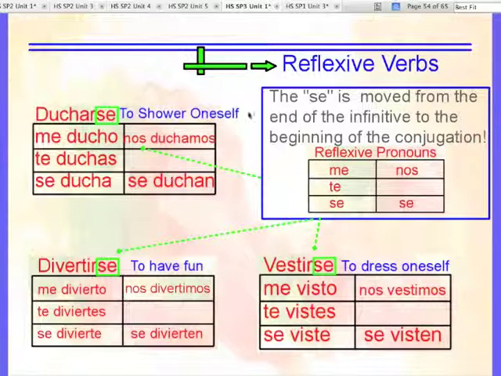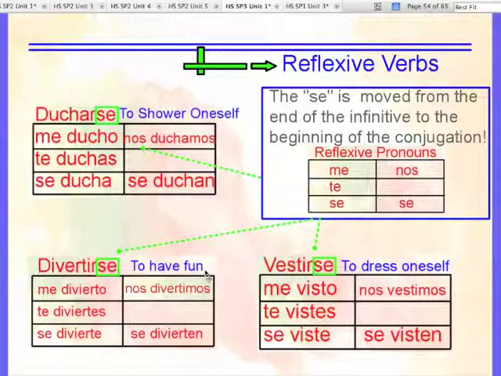So, the se is moved from the end of the infinitive to the beginning of the conjugation. When conjugating these verbs, you move the se from the end to the beginning and you conjugate it. For yo, it's going to be me, right? Yo me ducho. I shower myself. Tú te duchas. Él or ella se ducha. Alright, so ducharse, to shower oneself.